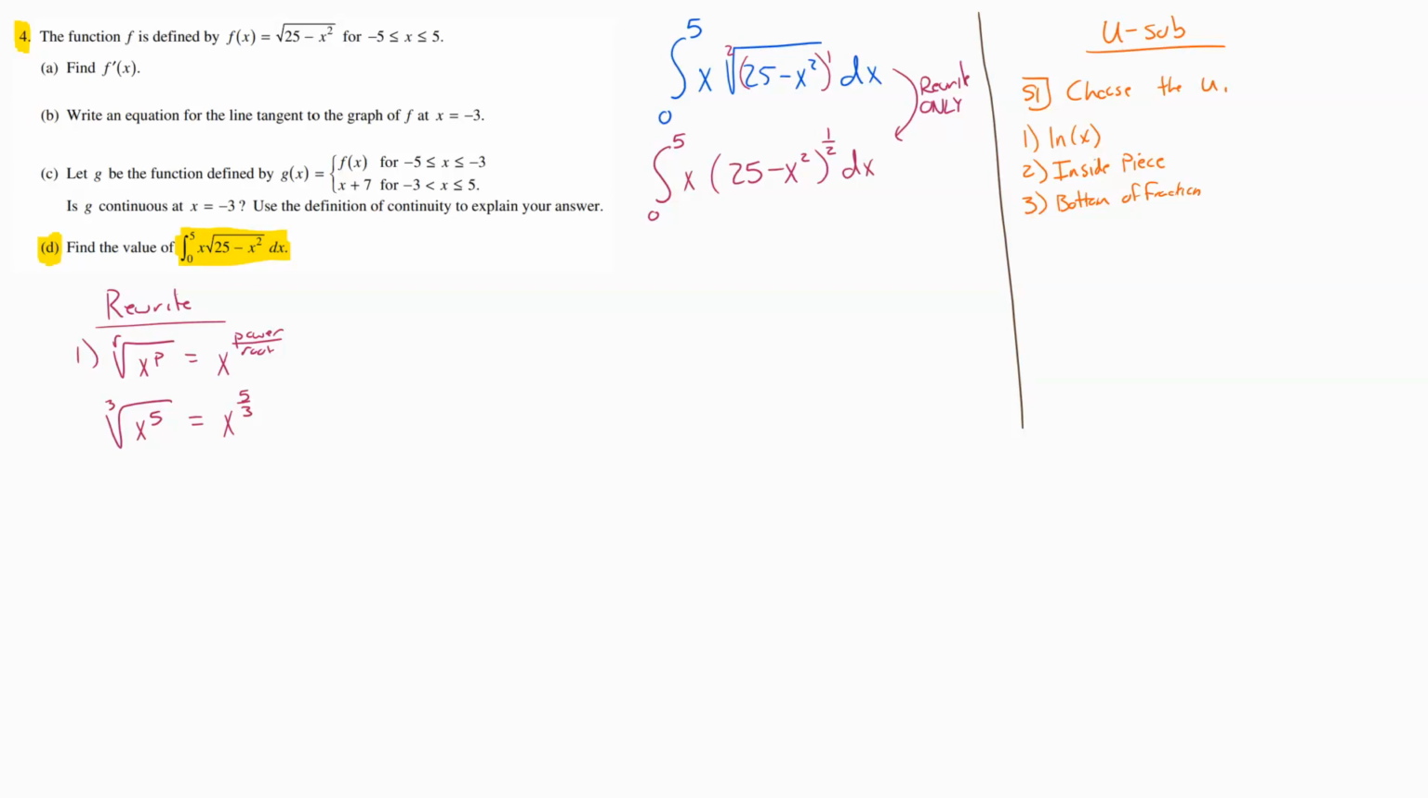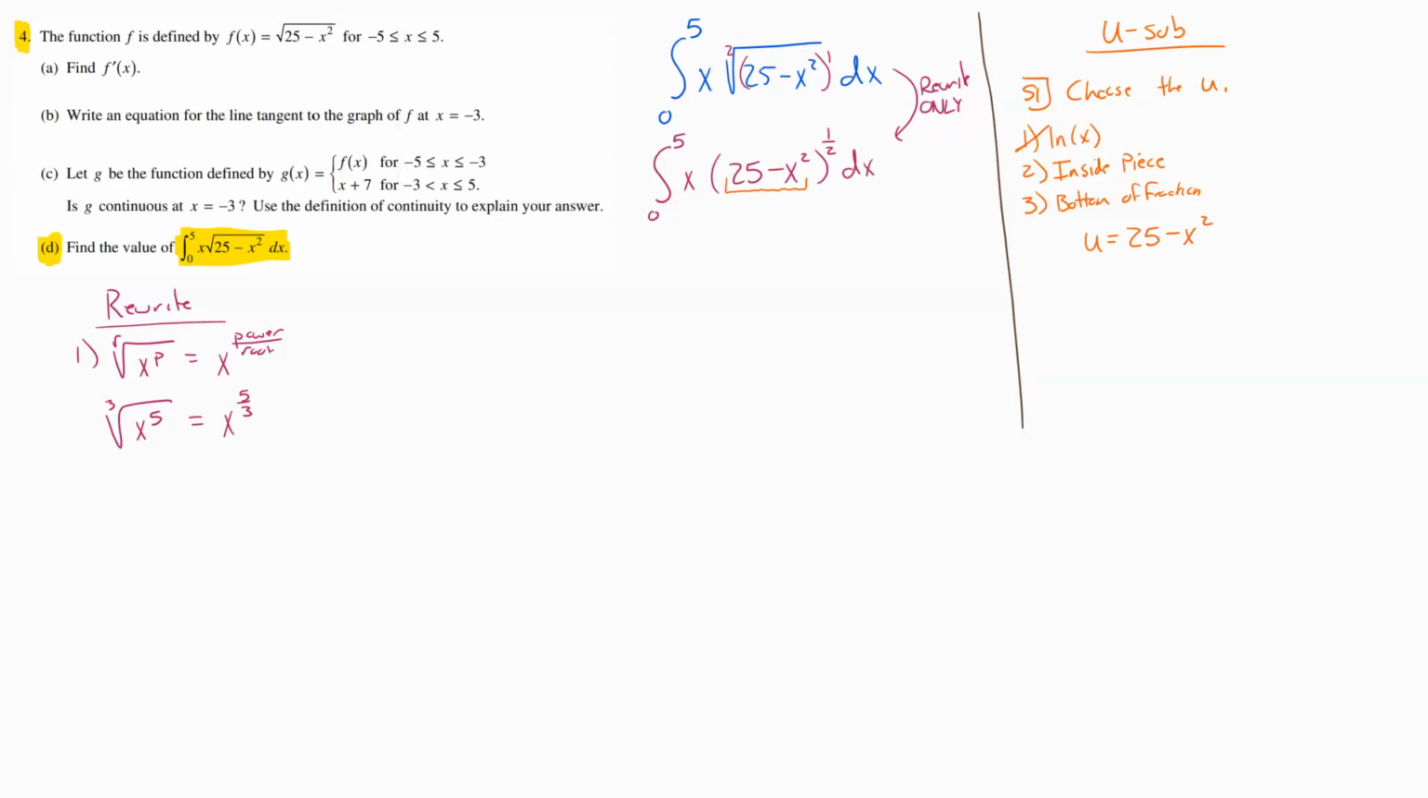Working our way through this list, there's no natural log, so that wouldn't be what I'm looking for. I do have an inside piece. This 25 minus x squared is inside that 1/2 power. That will then be my u. So I set this up: 25 minus x squared is my u.